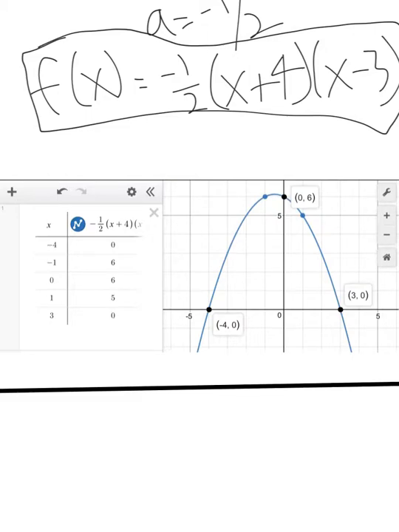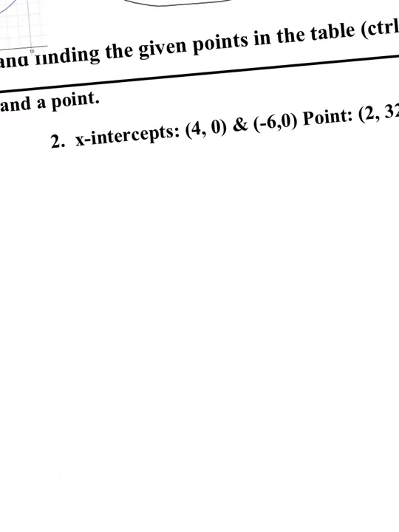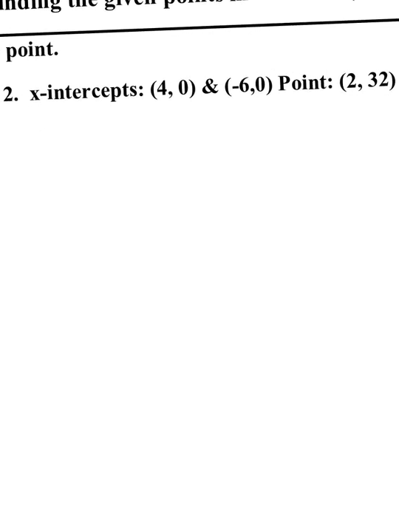So here I have it typed into my graphing calculator, and I see that all the points are there. My x-intercepts are (negative 4, 0) and (3, 0), and then that other point, (0, 6), is there as well. Okay, so if one of them is missing, you did it wrong. Or you overlooked it or something, but you need to see every point that's given to you in your answer.